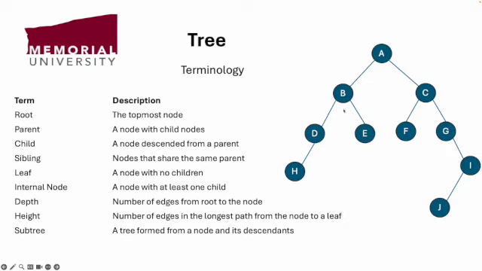Child. B is a child of A. C is a child of A, right? D and E are children of B. F and G are children of C. Okay? Same principle. H is a child of D. I is a child of G. J is a child of I. Okay?